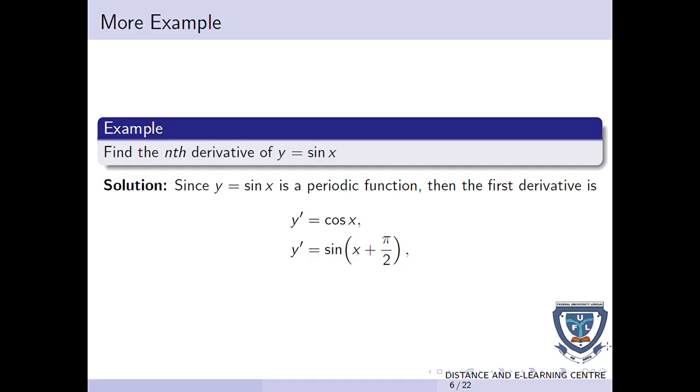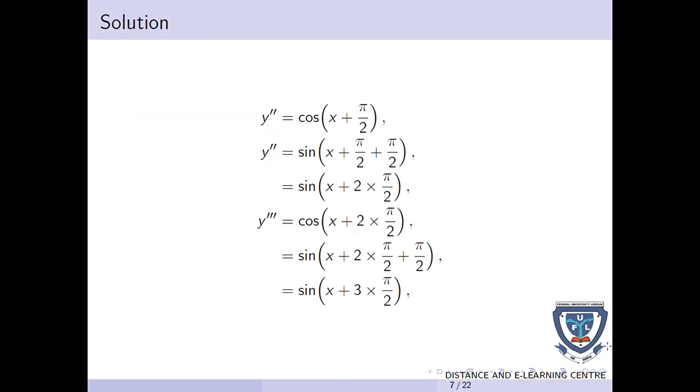We should find the nth derivative of y when y is equal to sine x. Recall that y equal to sine x is a periodic function. Then its first derivative is y prime equal to cos x. And because it's a periodic function, you can change cos x back to sine and add pi over 2 to it. Now, when you continue in that thought process, you're going to discover that y double prime will give us cos (x plus 2 times pi over 2).